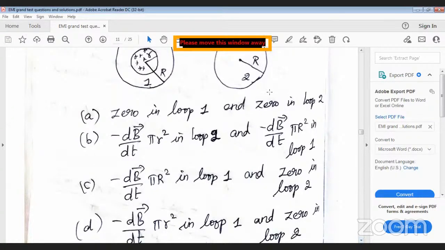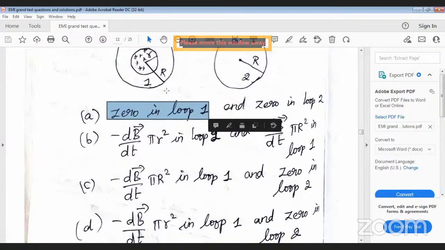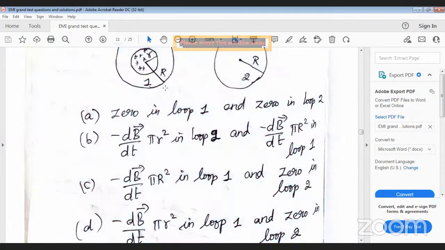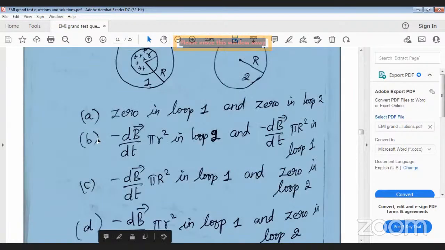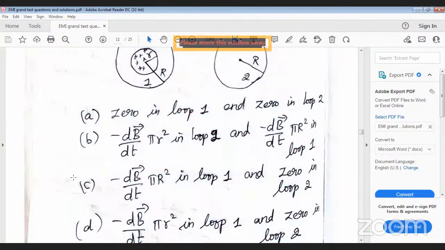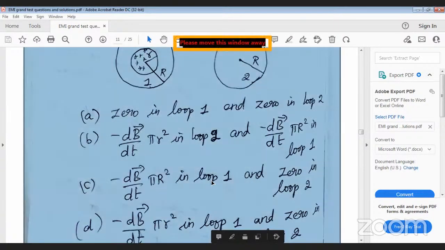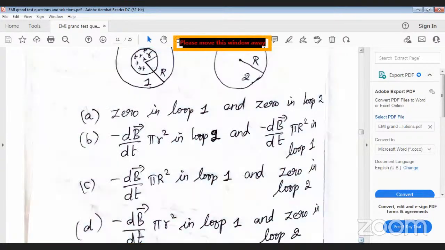If it is 0 in loop 2, you have 3 options here: option A, option C, and option D. Obviously, option A cannot be the answer because in loop 1, the EMF cannot be 0, because loop 1 is enclosing the inner circle of magnetic field. So that means option A and option B are ruled out. So only option C and option D you need to check, and find out which one is the right answer.